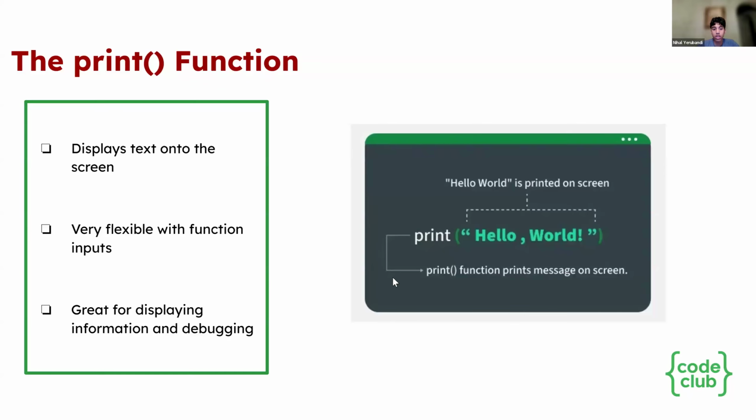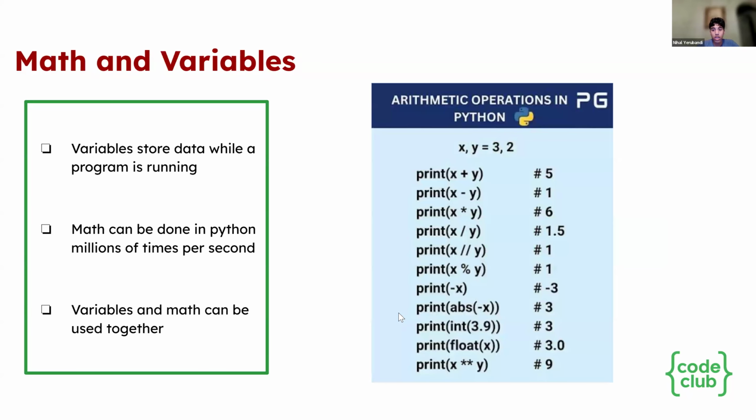The next thing that we will look at is the math and variables section. Python can do millions of operations per second. For example, addition, subtraction, multiplication, division, these are going to be your basic arithmetic operations. And Python can do them basically instantly, which is why programming languages are so commonly used today. Math itself is very good, but in order to save our outputs, we need something called variables. Variables basically store data while the program is running.